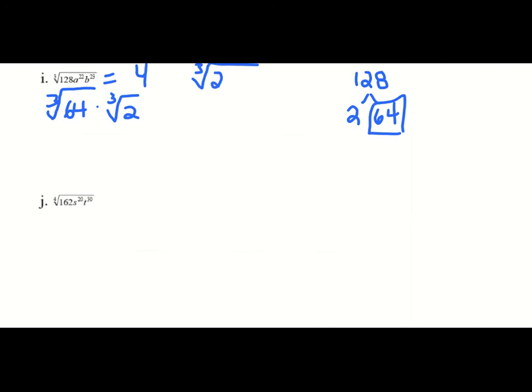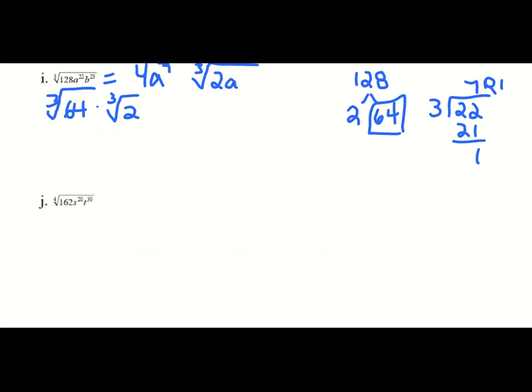All right, next we have a to the 22nd. So if I take 3 and divide it into 22, I know that 3 goes into 22 7 times. 3 times 7 is 21, so that leaves me with a remainder of 1. So that means I can pull out 7 groups of 3 a's. So a to the 7th. And I have 1 a left over on the inside because my remainder was 1.